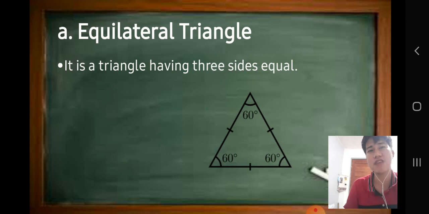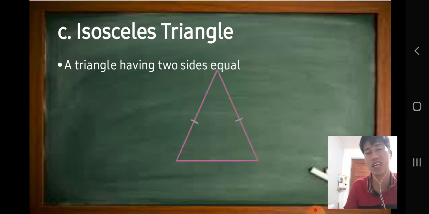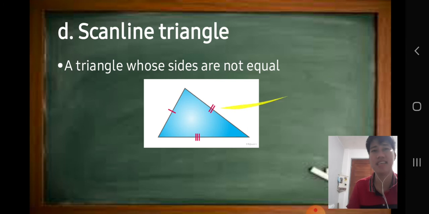So again, there are 5 types of triangles. First is equilateral triangle: the sides of the triangle are equal to each other. And then equiangular triangle, a triangle having 3 angles equal. So its angles are equal. Isosceles triangle, a triangle having 2 sides equal. So that is an isosceles triangle.